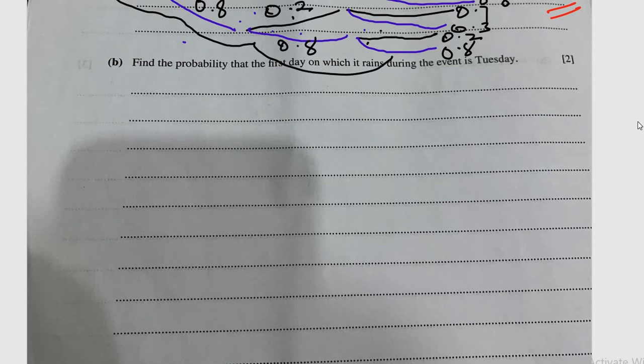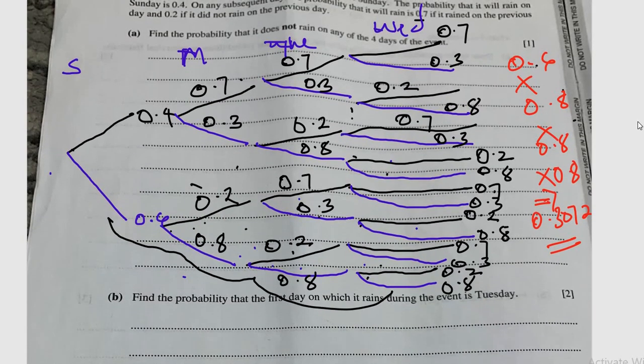Find the probability that the first day on which it rained during the event is Tuesday. Find the probability that the first day on which it rained, the very first day it rained during the event, is Tuesday. Let's go back. The very first day it rained during the event is Tuesday. The very first day.